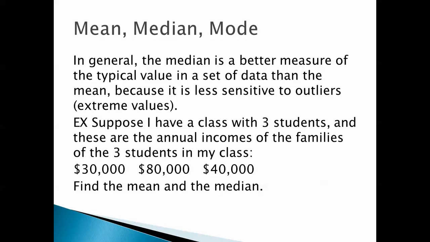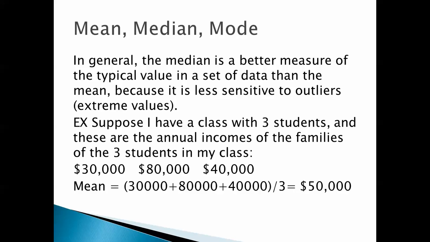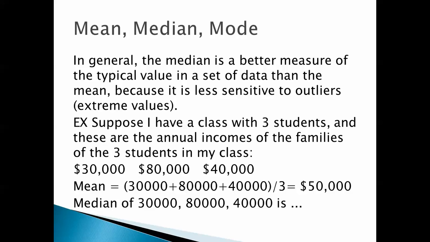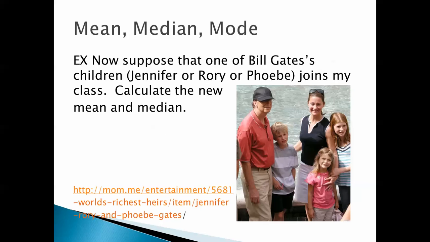30,000, 80,000, 40,000. Find the mean and the median. Okay, the mean, you just add them up, divide by 3. You get 50,000 for the average income in the class, the mean. The median of 30,000, 80,000, and 40,000, holy cow, don't say it's 80,000 because it's the middle value. Come on, don't do that. You've got to put them in order. Okay, the middle value is 40,000, so that would be the median.